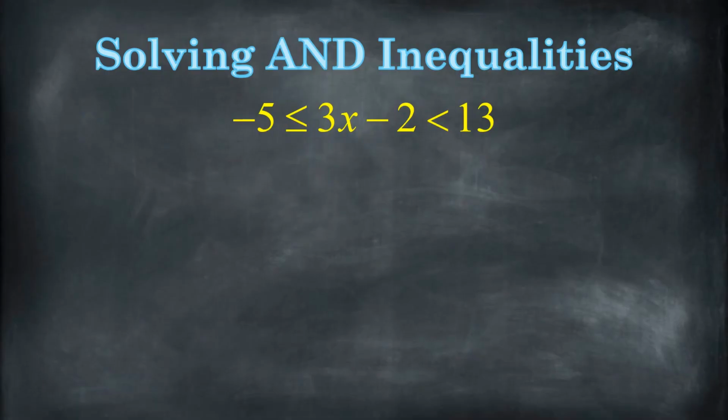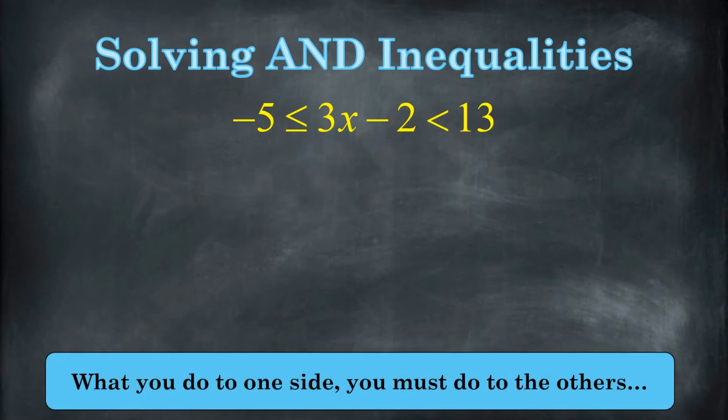So let's go ahead and talk about an AND inequality. AND inequalities look like this, and this is a little weird because you know the old saying, what you do to one side, you have to do to the other. Well, here, it's others. There are actually 3 parts. We have the left, the middle, and the right. What we do to one area, we need to do the others. And the idea is we want to keep x in the middle.